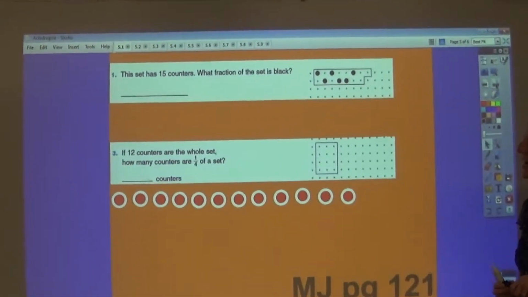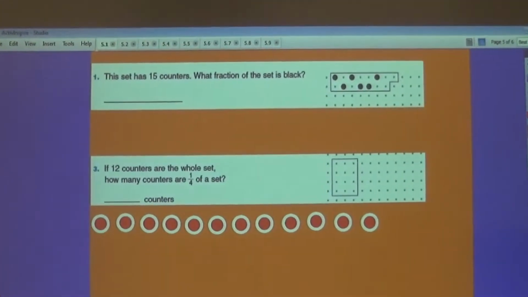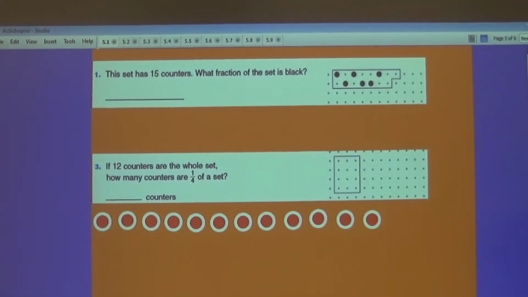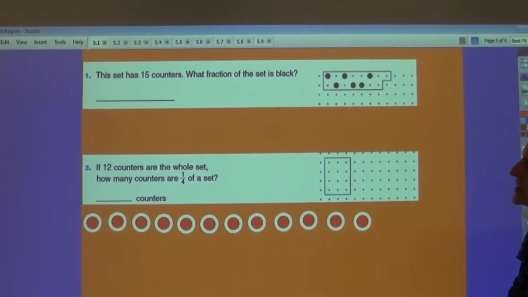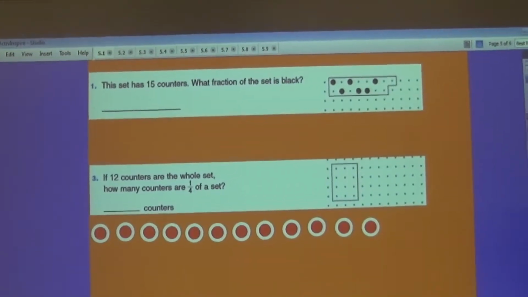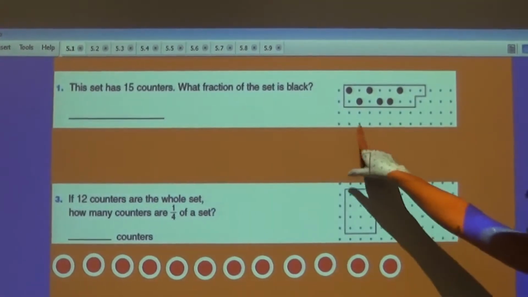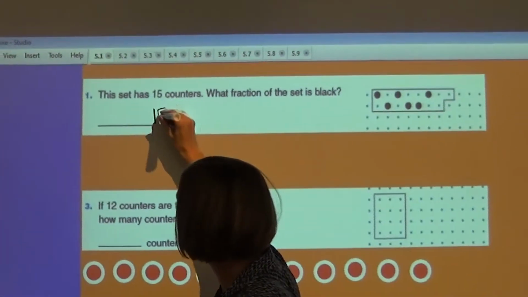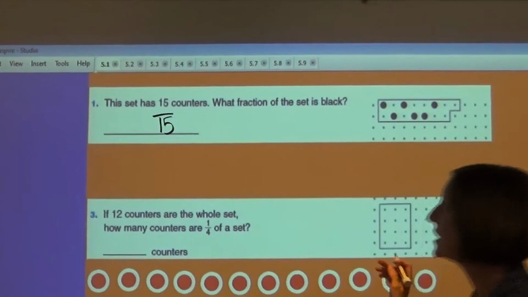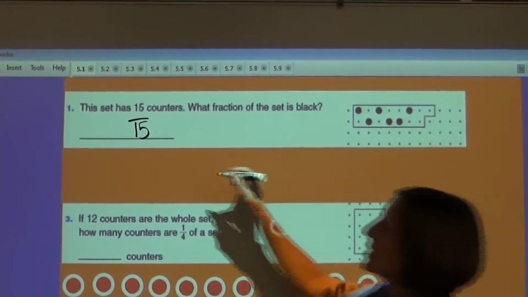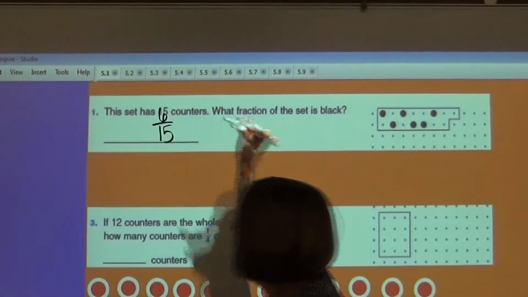In your first set of math journal pages, this is on math journal page 121, you'll find some problems like this. We'll do a couple examples together. The first one says, this set has 15 counters. What fraction of the set is black? So I know in the whole set there are 15 counters. So my denominator is 15. Now, how many are black? 1, 2, 3, 4, 5, 6. So my fraction is 6/15.